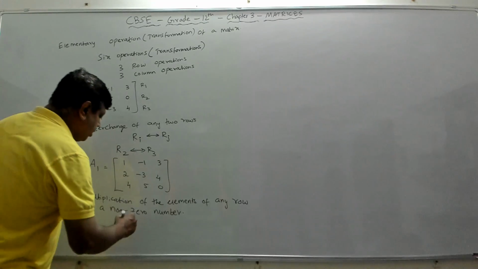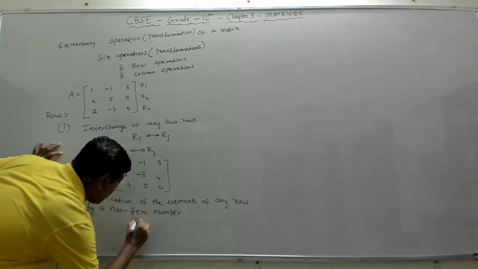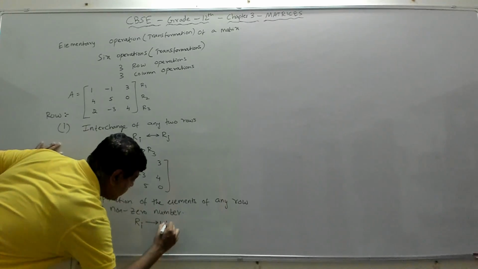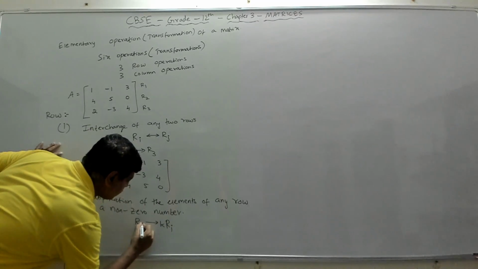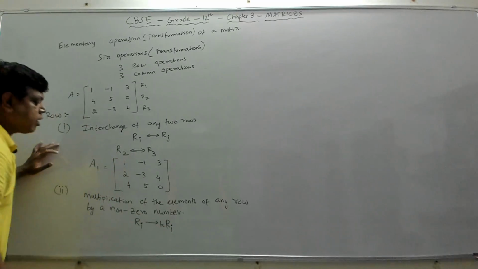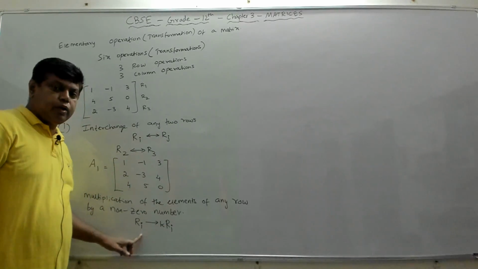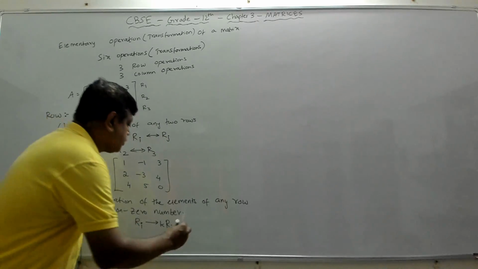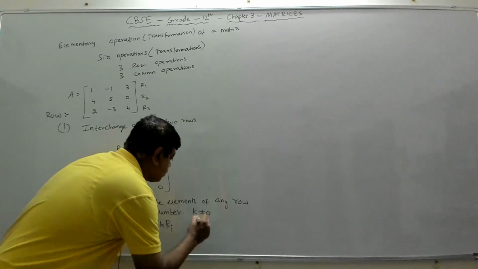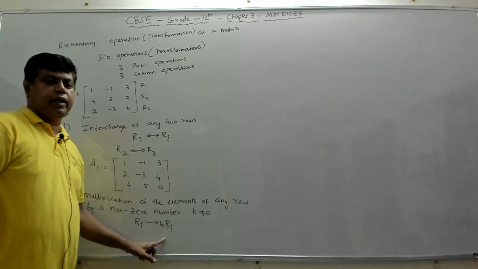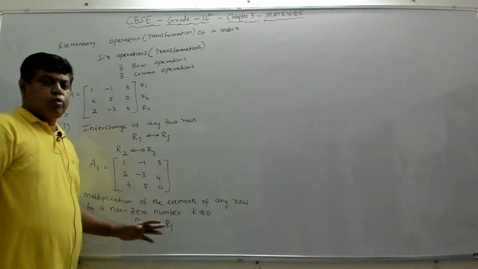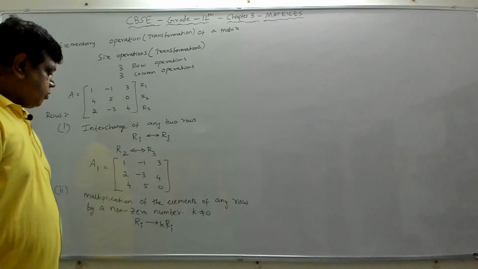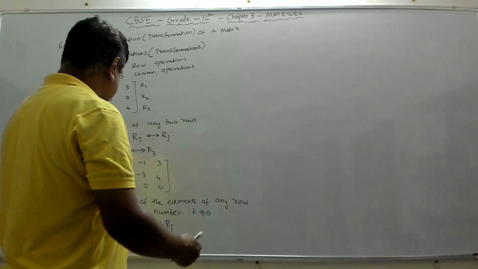Symbolically, we denote that as Ri ⟶ k times Ri, which means I am going to multiply the row Ri by the non-zero number k. Here k is not equal to 0; k should not be equal to 0. We are going to multiply each element of Ri. Ri is any row. It can be row 1, row 2, row 3, any one of the rows, multiplied by the constant k.